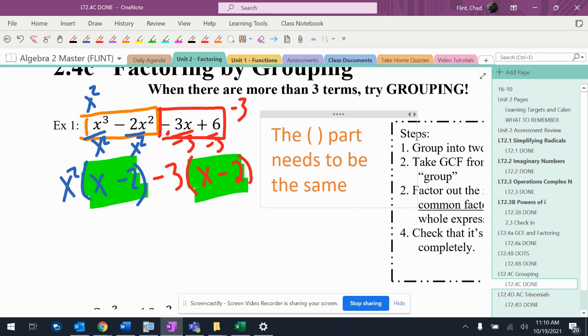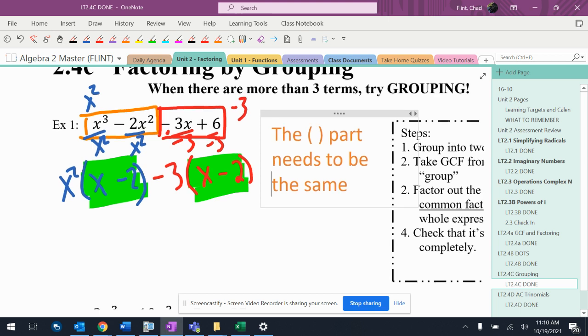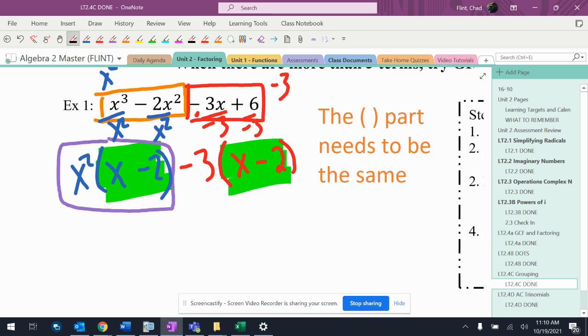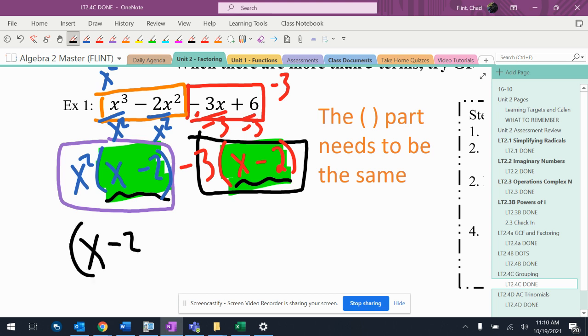All right, so now I basically have two different things here. We'll do purple this time. So I have this purple box and I have this black box. They both have an x minus 2. And what I can do is factor that x minus 2 out to the front. So it's going to be x minus 2 times x squared minus 3.